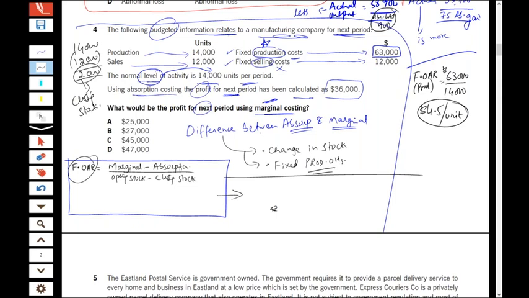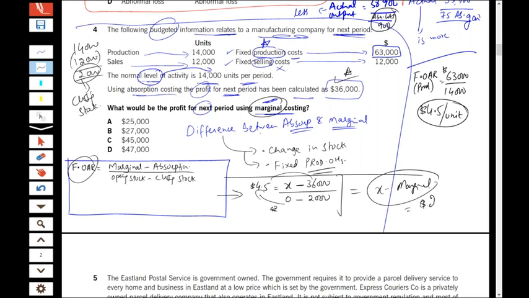Now just place the figures. 4.5 is equal to marginal costing profit X, unknown, minus 36,000 absorption profit, divided by opening stock 0 minus closing stock 2,000. Now simplify: this goes over there and this goes over there. So your X, using the basic mathematical trick, would be $27,000, which is B.